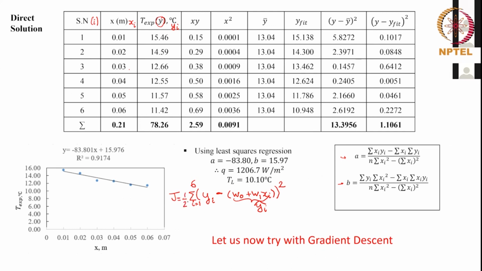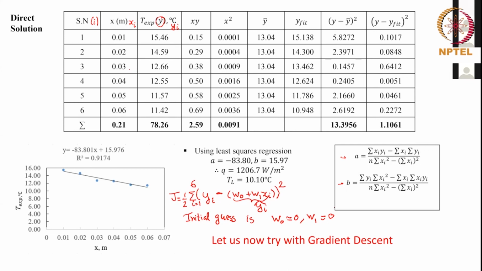I'm putting a half here just for our convenience. So this is the function that I wish to minimize. Now, if I want to do gradient descent, what should I start with first? Initial guess. Yeah, an initial guess. Very good. So we need an initial guess. I am going to give a really bad initial guess. So let's say initial guess is W0 equal to 0, W1 equal to 0. So we will start with an initial guess of 0, 0.